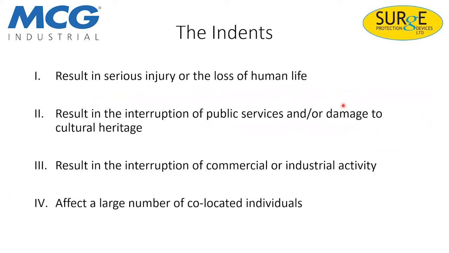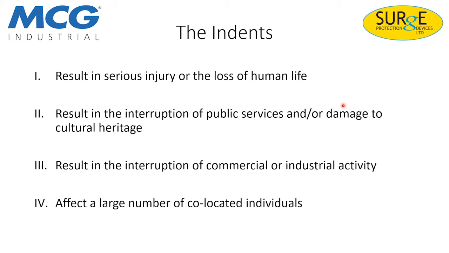So the indents we have: result in serious injury or loss to human life, result in the interruption of public services or damage to cultural heritage, result in interruption of commercial industrial activity, or affect a large number of co-located individuals. So result in serious injury or loss to human life is pretty straightforward. We've got to consider if any of them circuits on the board, if they were damaged, could result in serious injury or loss of human life. So if that board feeds something like a public fire alarm, emergency lighting, security systems, disabled pull cords, things like that, where anyone could get hurt if that went down, you would have to install surge protection.